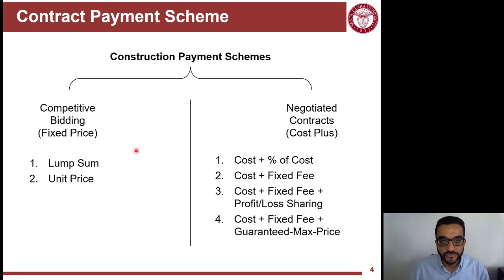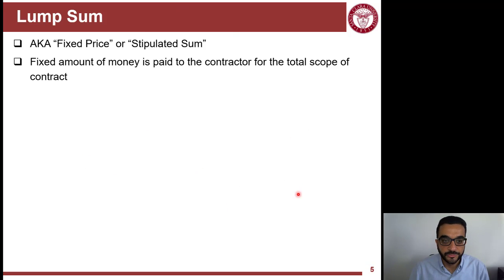So here, this is the big picture. This is how we can organize our thoughts here. Payment schemes can be categorized as those used in competitive bidding, so these are used in hard bids, and those used in negotiated contracts. In competitive bidding, you have lump sum and unit price, and negotiated contracts are typically cost plus something. So we'll now cover each one of these payment schemes.